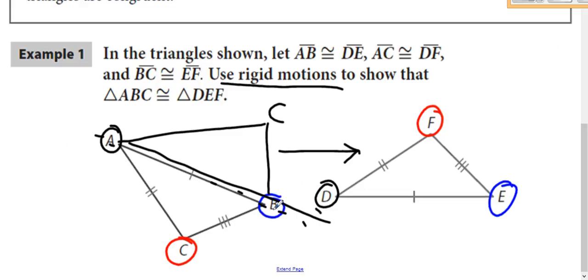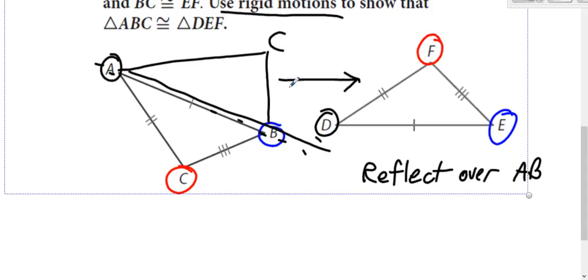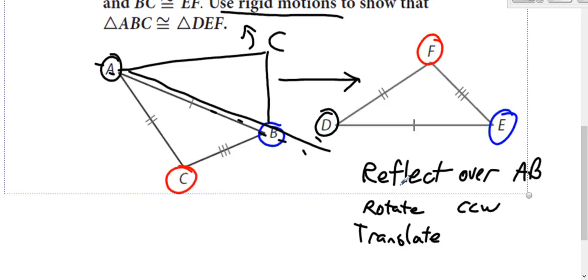So you could say you could reflect it over the line AB. And then there's just a little bit of a rotation counterclockwise. Not very much, probably like 15, 20 degrees. And then translate to the right.